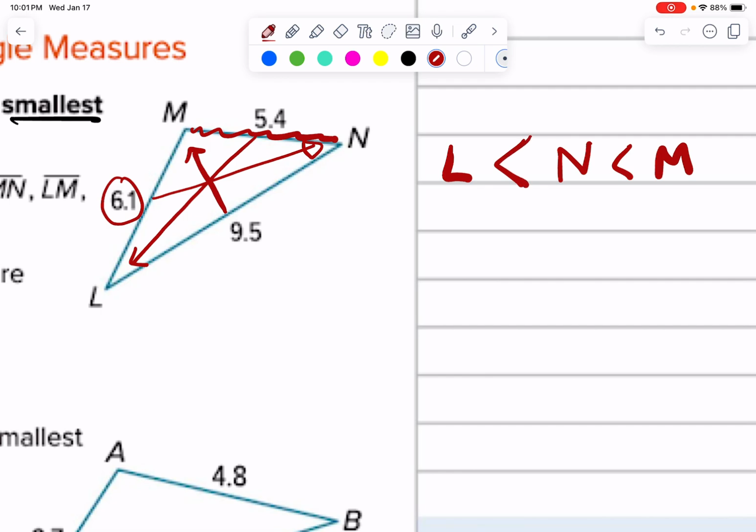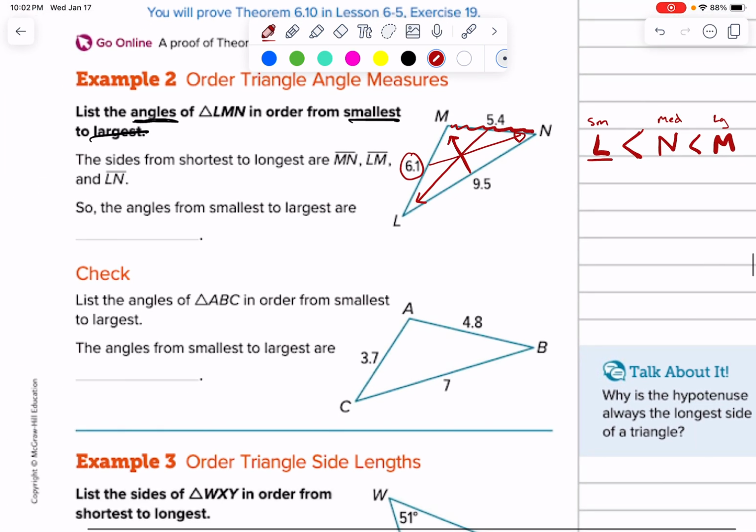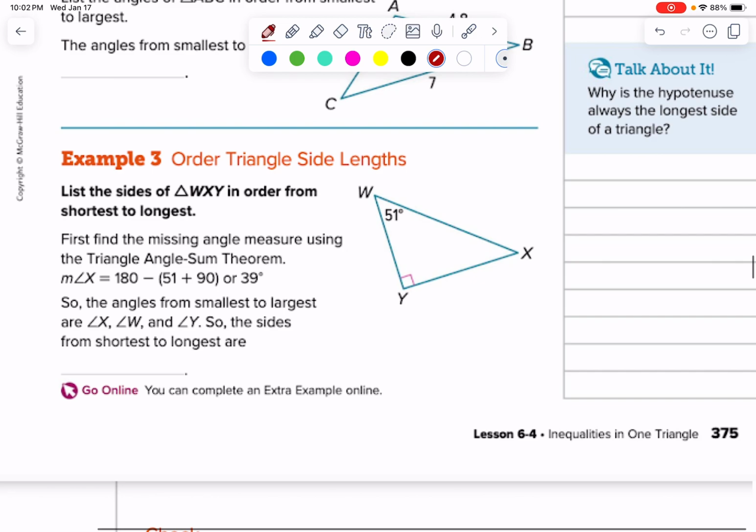And I put these inequality symbols showing that this is small, this is the medium-sized one, and this one's the largest one, okay? So in that order, that's how it goes. Small, medium, large. There it is. All right. Hopefully that's making a little bit of sense.